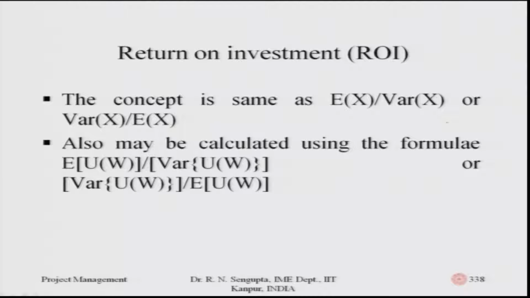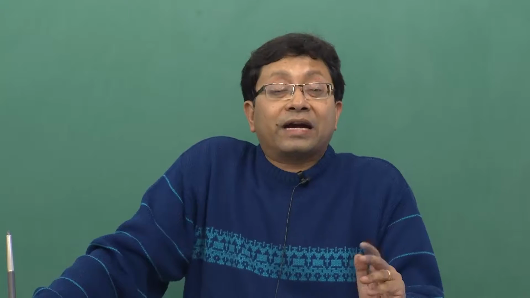Also, we may be interested to find out and calculate, using the formula, the expected value of the utility and the variance of the utility. Because in any decision, even though practically it may not be feasible, we may be tempted to find out what is the utility, what is the net worth of a decision from a project, from a gamble, from a certainty event, whatever it is.